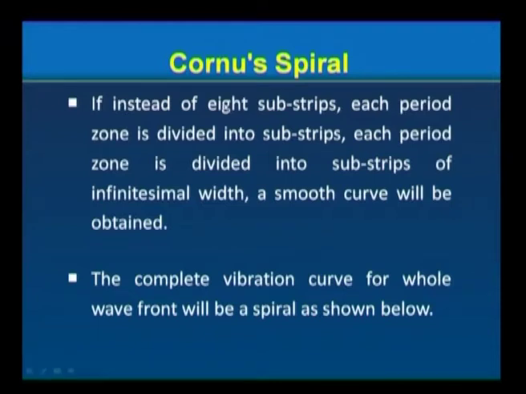If instead of 8 substrips, the first zone is divided into an infinite number of small strips, of infinitesimal width, a smooth curve will be obtained that will look like a spiral, the so called Cornu spiral.